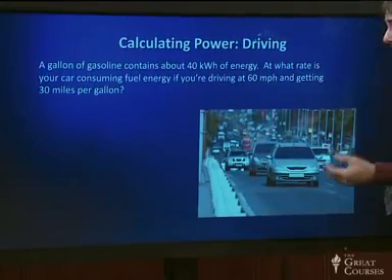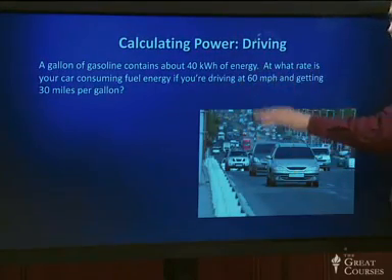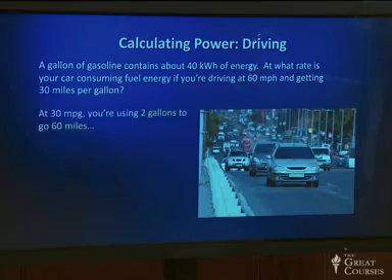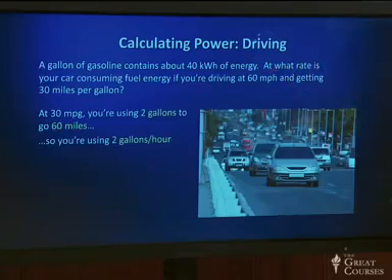That's again a question about power. If you're driving at 60 miles an hour and you're getting 30 miles to the gallon. So at 30 miles to the gallon, you're using 2 gallons to go 60 miles because you're getting 30 miles to 1 gallon. You're going 60 miles per hour, so that means you're using 2 gallons every hour.